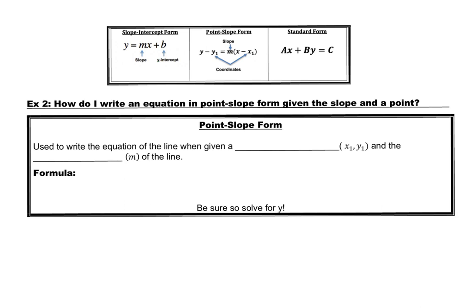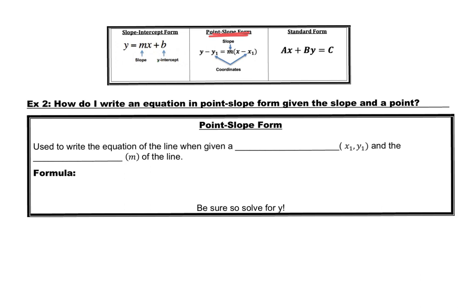All right, example number 2, how do I write an equation in point-slope form given the slope and a point? There are going to be times in which you need to use another formula. It's this point-slope formula right here in order to write an equation.